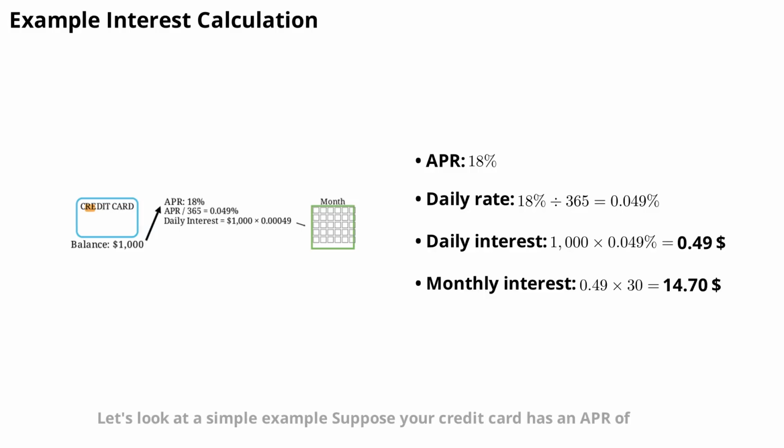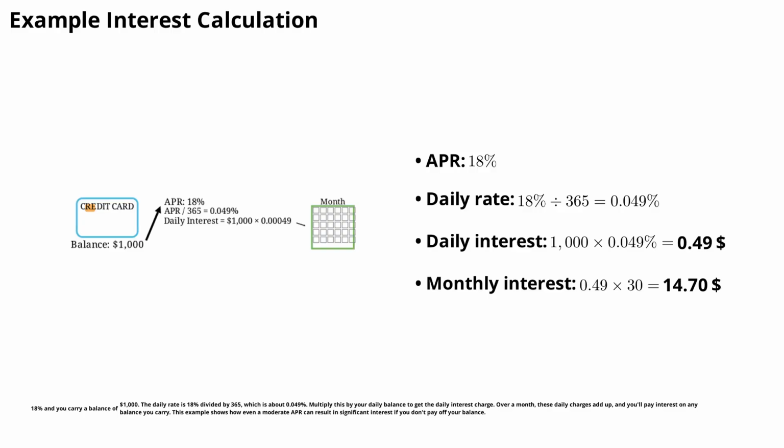Let's look at a simple example. Suppose your credit card has an APR of 18%, and you carry a balance of $1,000. The daily rate is 18% divided by 365, which is about 0.049%. Multiply this by your daily balance to get the daily interest charge. Over a month, these daily charges add up, and you'll pay interest on any balance you carry. This example shows how even a moderate APR can result in significant interest if you don't pay off your balance.